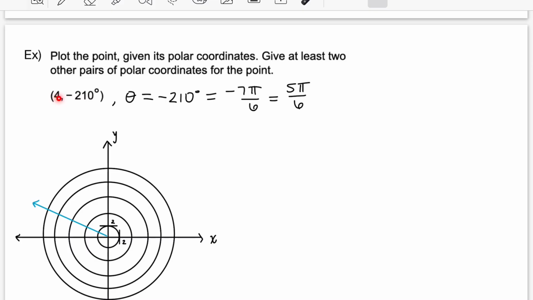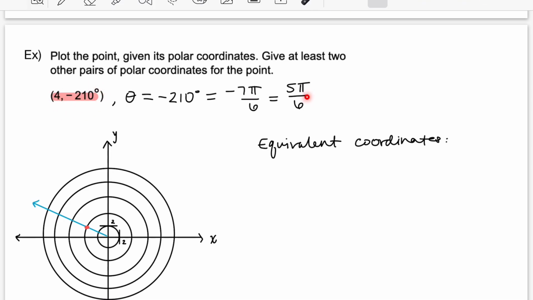And then we know our radius is going to be 4. So this point is going to be right here. All right, and then we also want to give 2 other pairs of polar coordinates. So these will be equivalent coordinates, just alternate ways to write this here.